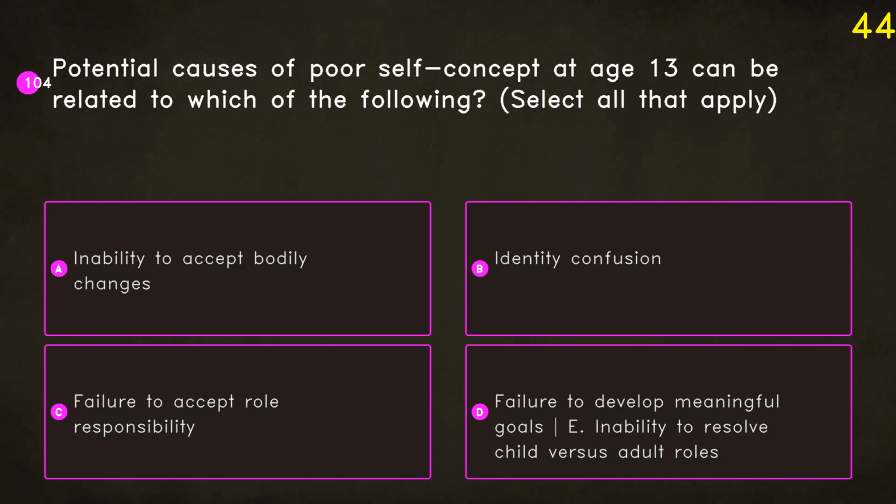Question 104. Potential causes of poor self-concept at age 13 can be related to which of the following? Select all that apply. A. Inability to accept bodily changes. B. Identity confusion. C. A failure to accept role responsibility. D. A failure to develop meaningful goals. E. Inability to resolve child versus adult roles.